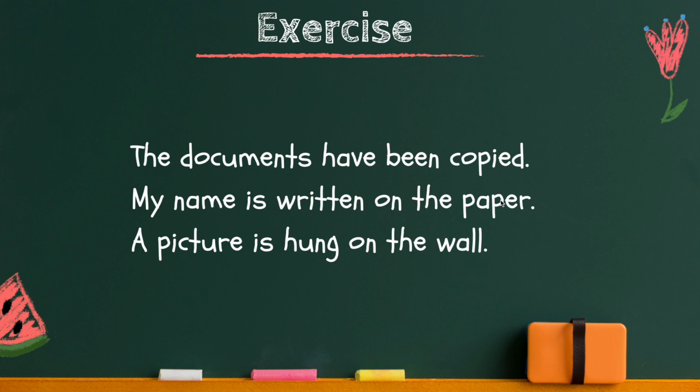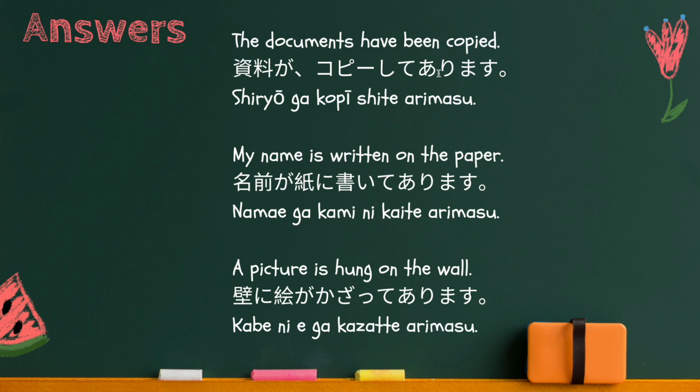Now, the answers. The documents have been copied. 資料がコピーしてあります。て form plus あります。So someone already copied the documents, and now the documents are already prepared. The result still remains. Therefore, が particle and then て form plus あります。Something is already prepared. The result still remains. The focus is on the result, on the object.